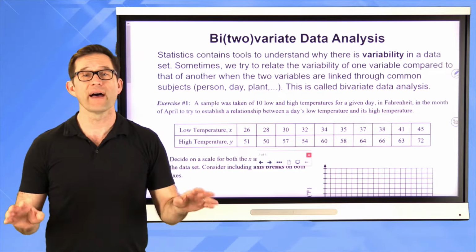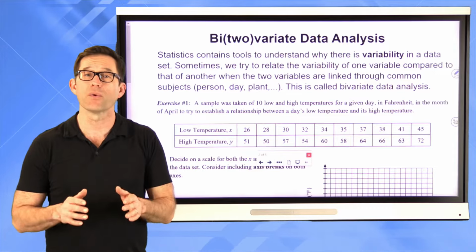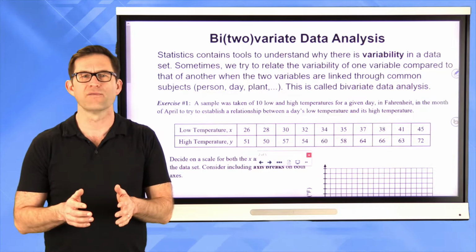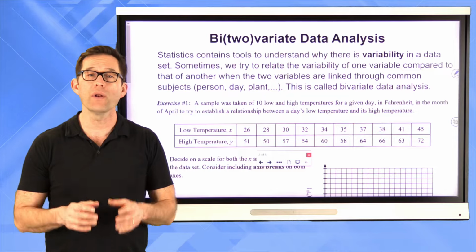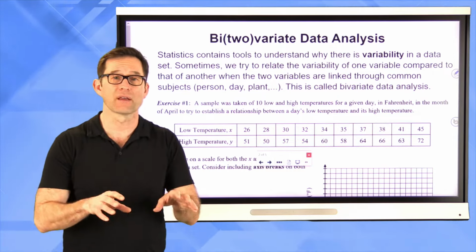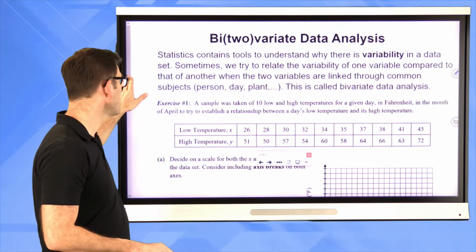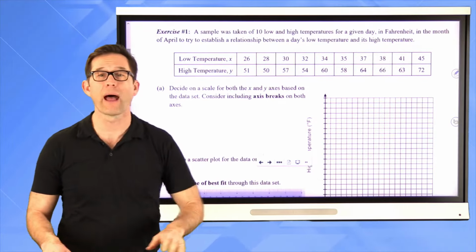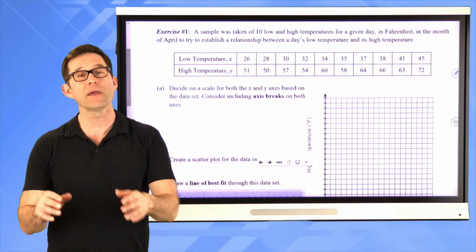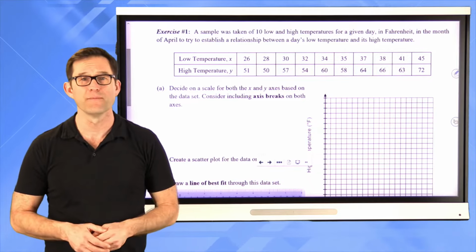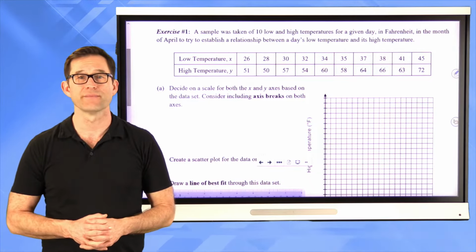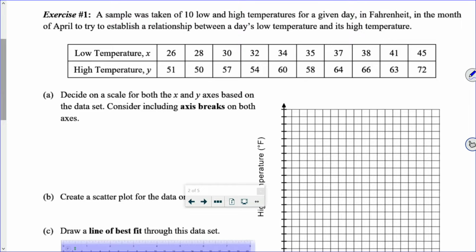In fact, the last 5 lessons of this unit are going to hone in on this particular idea: that I've got two variables and I'm trying to understand the variation in one as being a product of the variation of the other. So let's take a look at our first exercise. A sample was taken of 10 low and high temperatures for a given day in Fahrenheit in the month of April to try to establish a relationship between the day's low temperature and its high temperature.